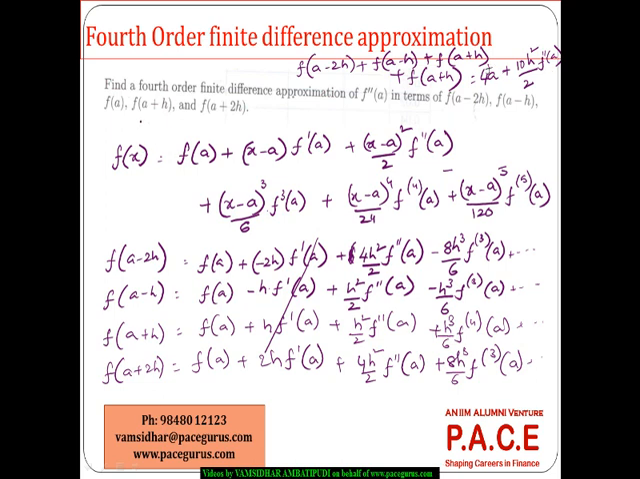Which means I could very well operate out my f double dash of a as f of a minus 2h plus f of a minus h plus f of a plus h plus f of a plus 2h minus 4 times f of a. That would be equal to 5h squared times f double dash of a. So, I can divide it by 5h squared, giving me my f double dash of a as h tends to 0. This is the fourth order finite difference approximation associated with f double dash of a, because all the f dash of a terms are getting cancelled off through this simple expansion. Right?